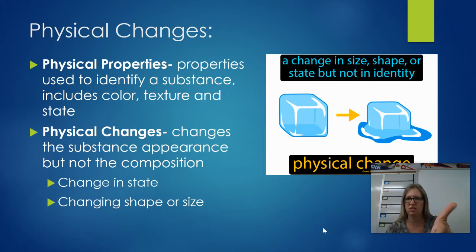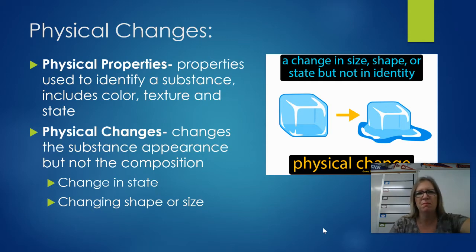So for instance, if I have an ice cube, like the picture there, it's still H2O. As that ice cube is melting into liquid water, it's still H2O. Okay, so the appearance has changed, the physical property has changed because the state has changed, but it's still chemically H2O, okay, so it's a physical change.